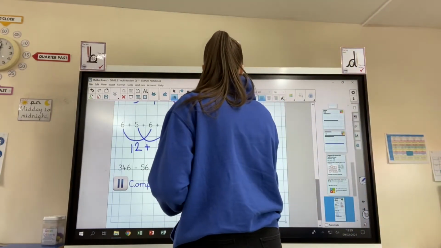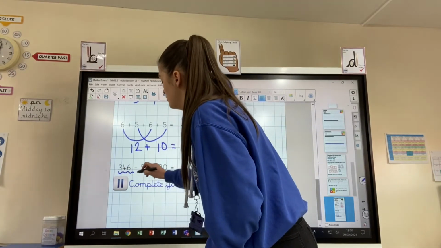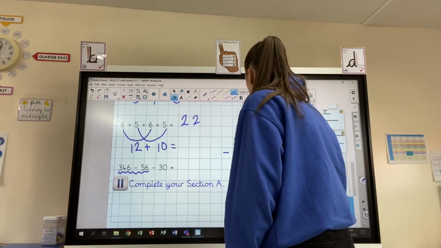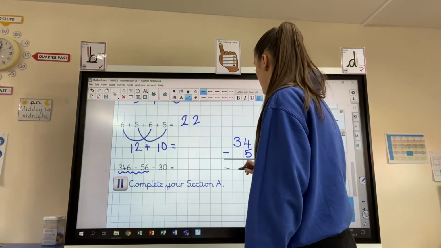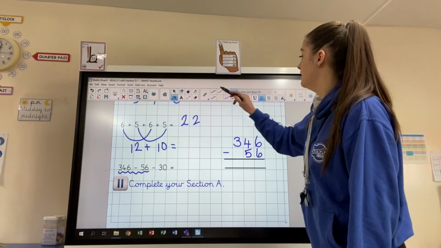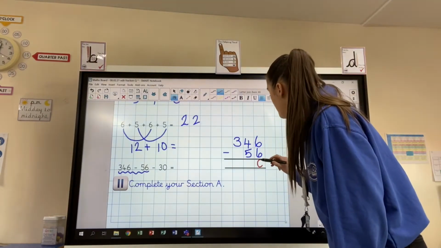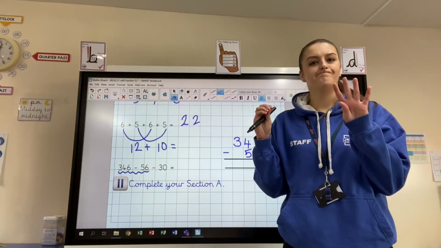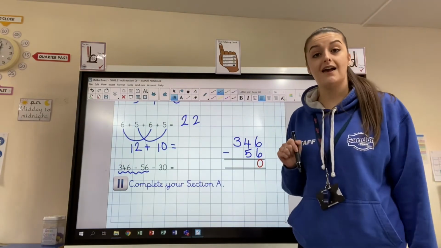So I'm just going to demonstrate that for you again on the board. So I'm going to do, first of all, 346 subtract 56. So I'm going to line up my tens, line up my ones. I'm going to get my ruler out. So I'm looking ready to solve that question. So I'm starting with the ones. 6 ones, take away 6 ones is 0. 4 tens, take away 5 tens. Can't do that because there's more on the floor. I need to go next door and get some more.